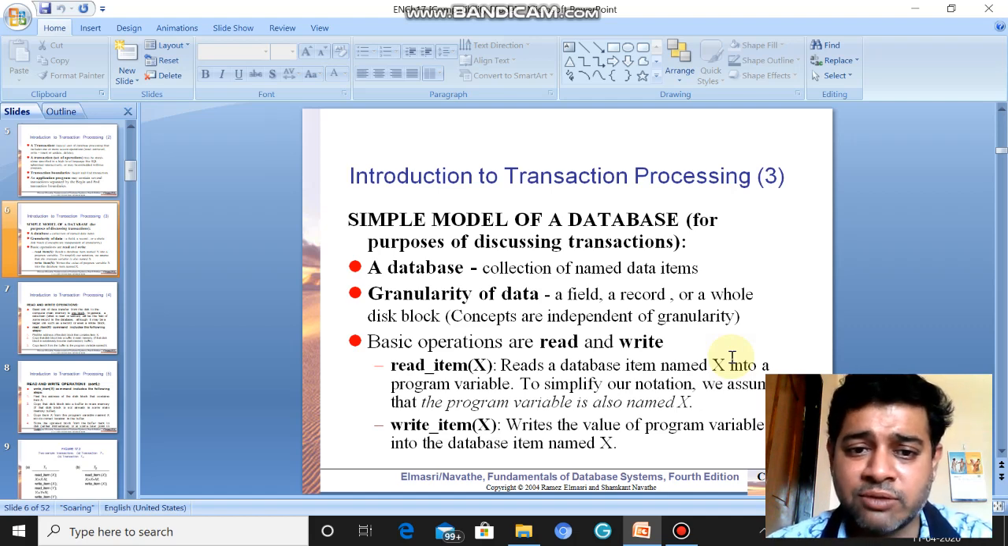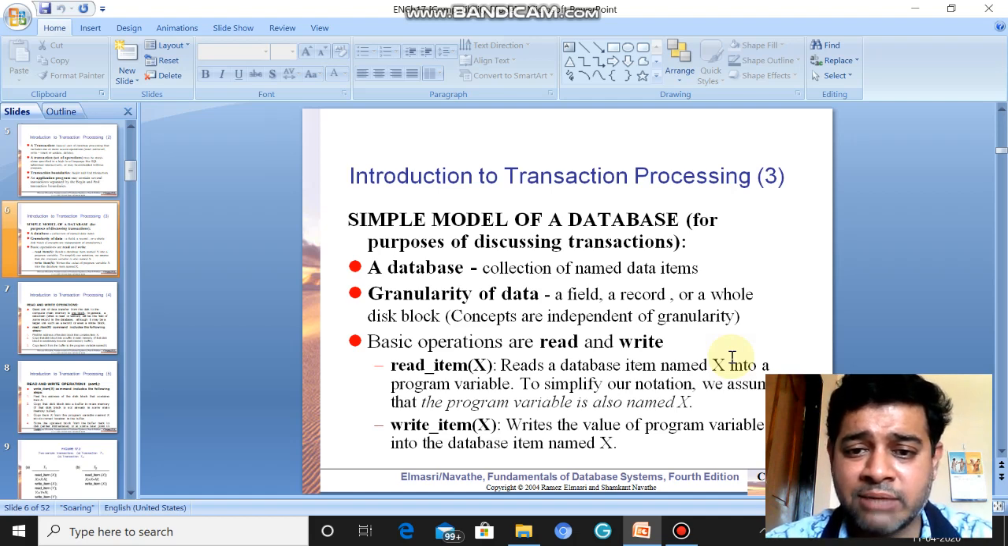Generally we have two operations when we are accessing the data. The first is read item. The definition goes like this: it reads a database item named x, where x is a value or maybe a memory location, into a program variable. So we have a program like x equal to 10, and the 10 goes into x.